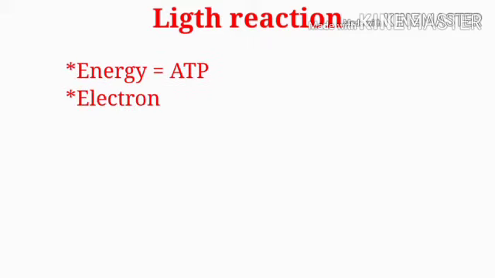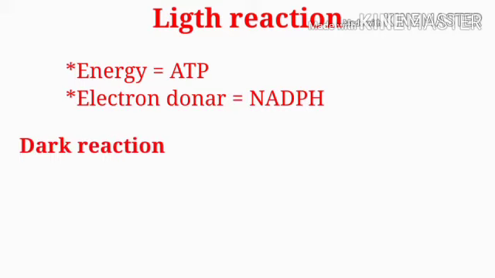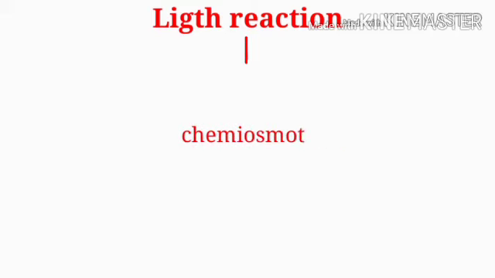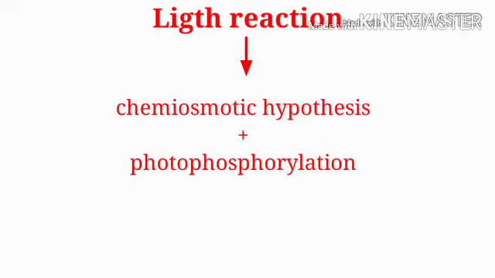Let us see first the light reaction. The light reaction is the phase where energy and electron donor, that is ATP and NADPH, are produced using sunlight. Later, these are used up by the dark reaction to convert carbon dioxide to carbohydrate. Light reaction is a combination of photophosphorylation and chemiosmotic hypothesis. I will explain photophosphorylation first.